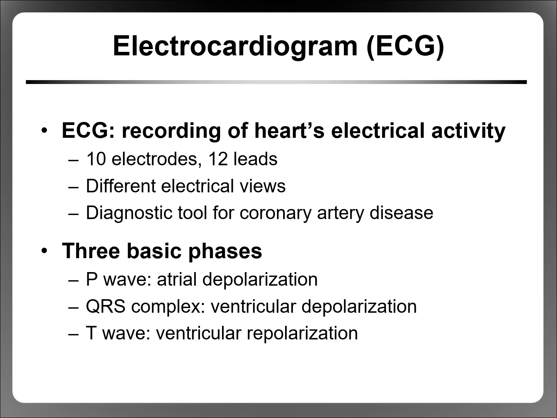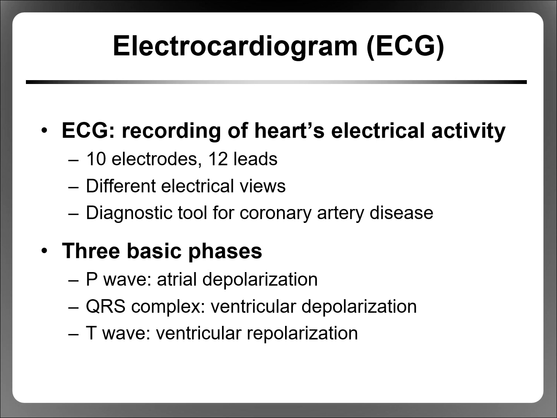So how do we actually measure electrical activity in the heart? We do this through the electrocardiogram, known as the ECG or the EKG. The ECG's job is to record the heart's electrical activity. It uses 10 electrodes, which will come out to 12 individual leads. And this is going to give us a 360 view of the electrical activity in the heart.